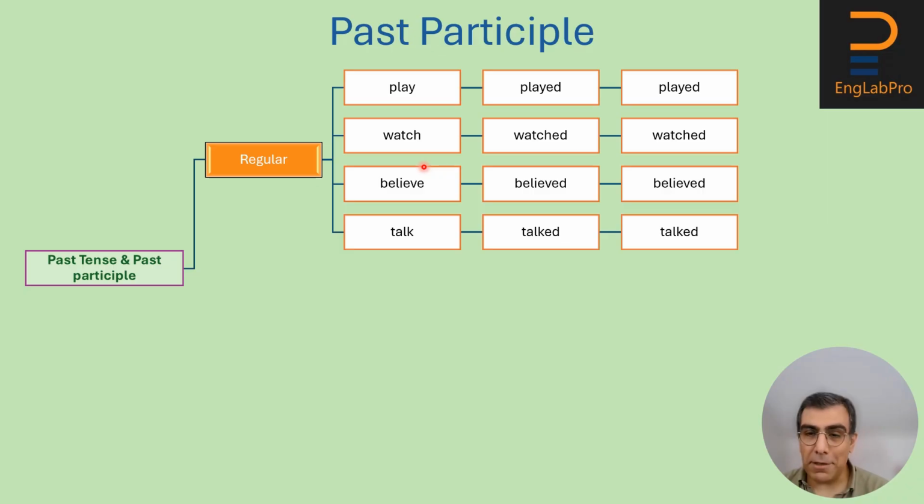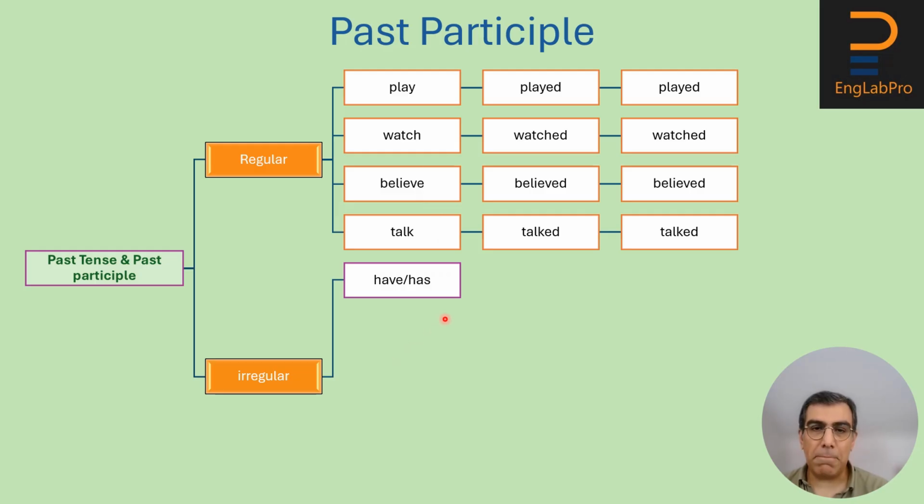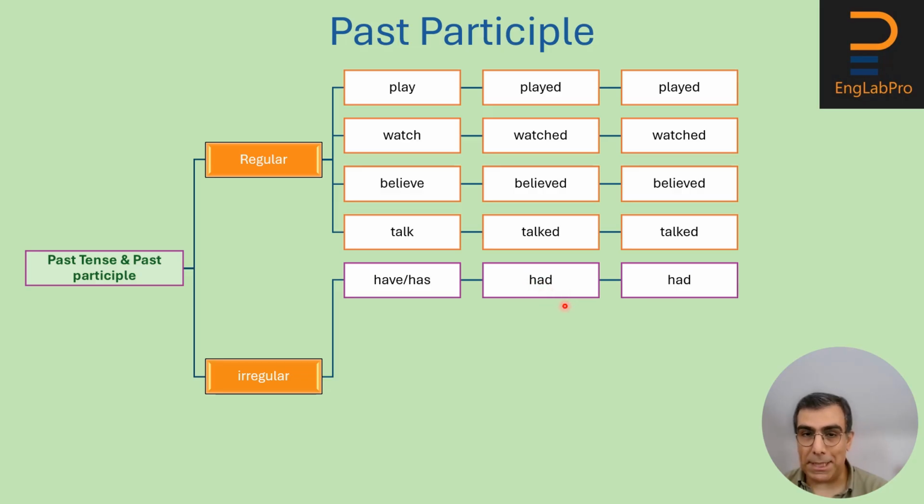But for irregular verbs, they are different. Sometimes they are the same as the past tense. For example, you can see this example, have or has, the past tense is had, and the past participle is also had. It means the past participle is exactly the same as the past tense, but it is irregular. I mean, there is no ed.